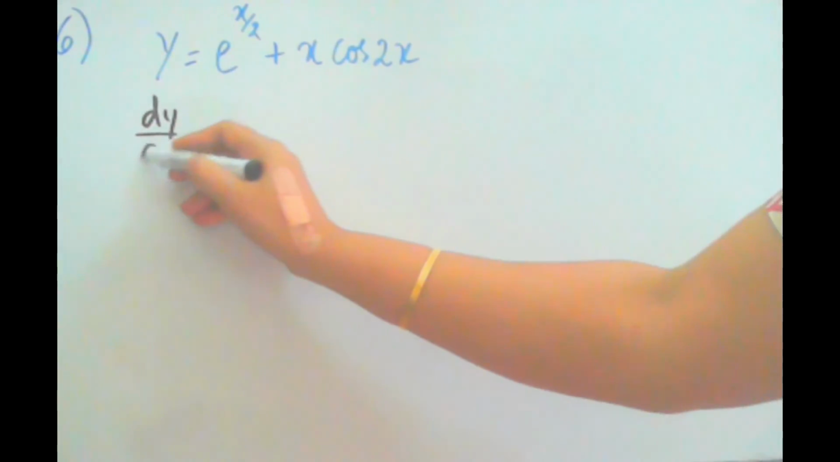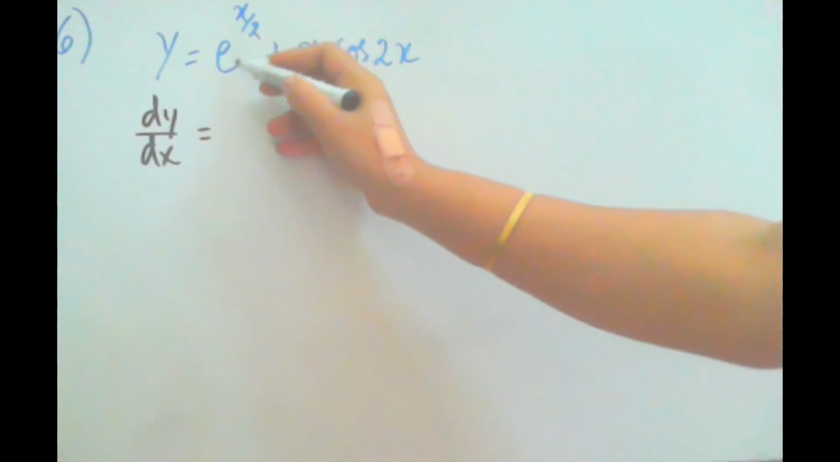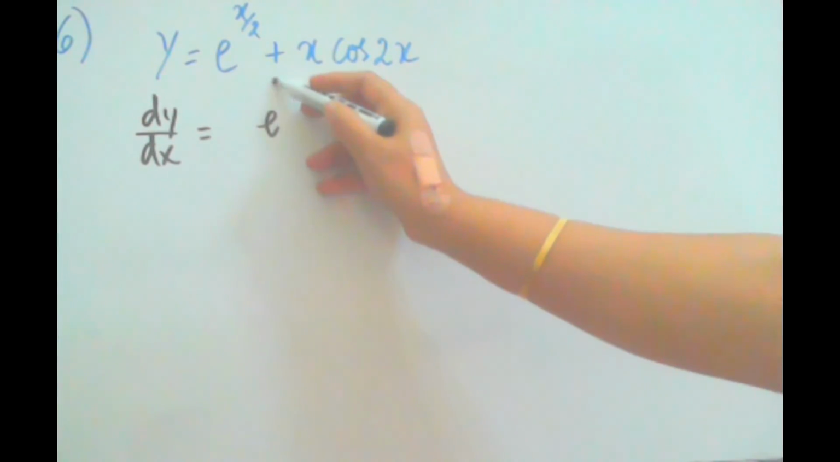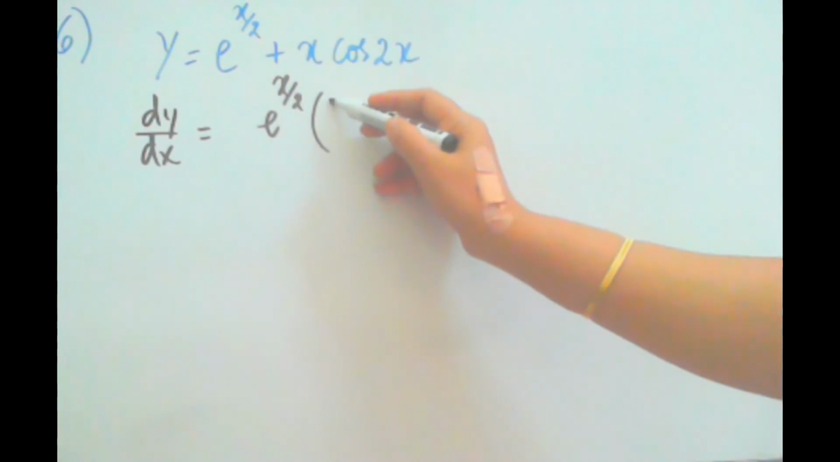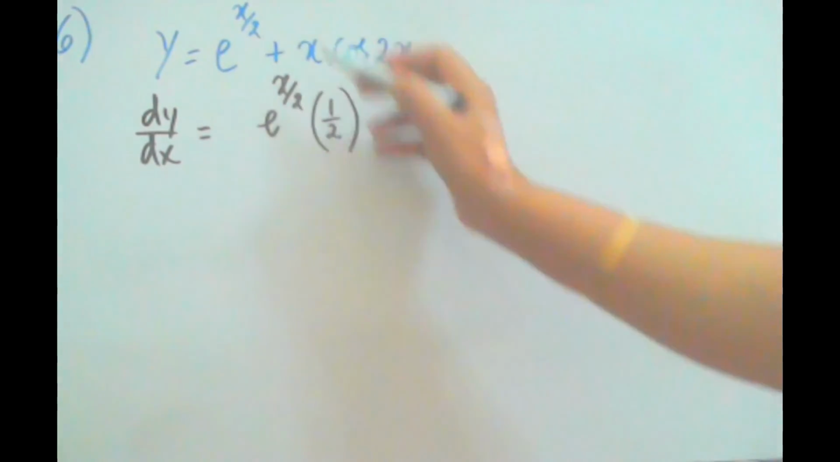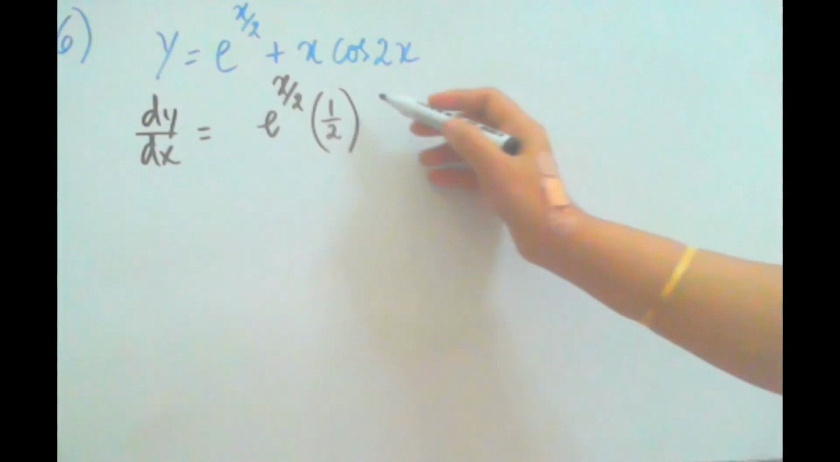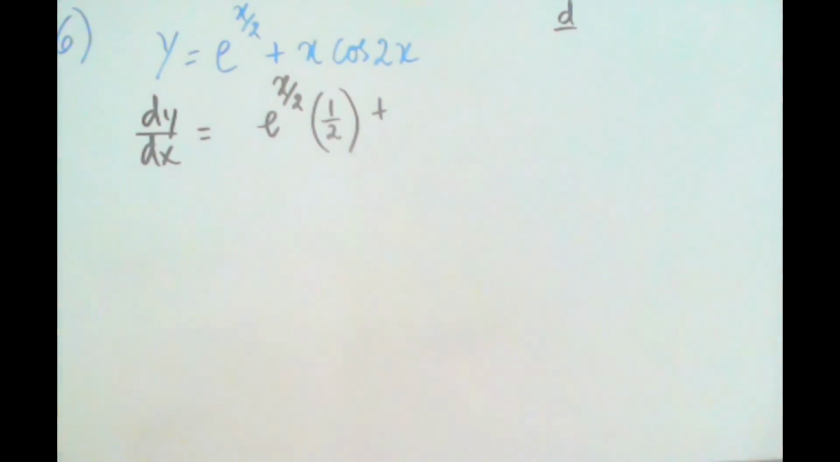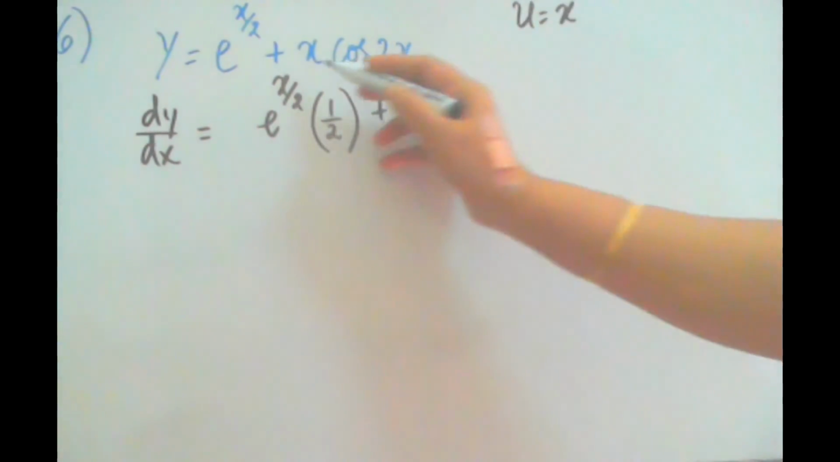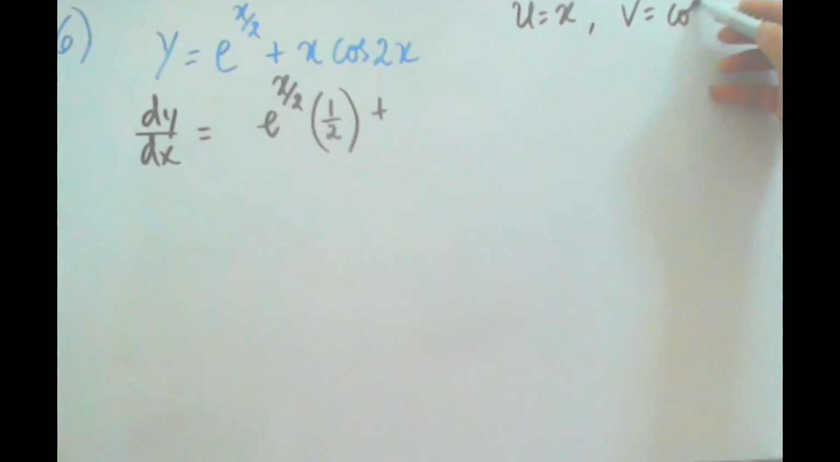So dy by dx is equal to the differentiation of e power x by 2. We get exactly e power x by 2 multiplied by the differentiation of x by 2, which is half. That is the constant alone, since dx by dx is 1. Plus here we have to apply the product rule. What is the product rule? If u is x and v is cos 2x.